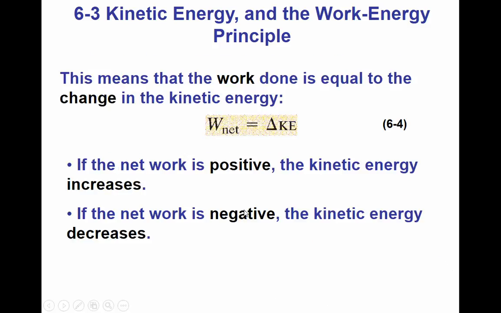So as I said, work is equal to the change in kinetic energy. If the net work is positive, then kinetic energy increases. If the net work is negative, the kinetic energy decreases. So negative work slows something down typically, and positive work speeds something up.